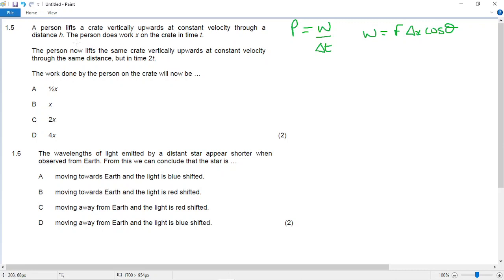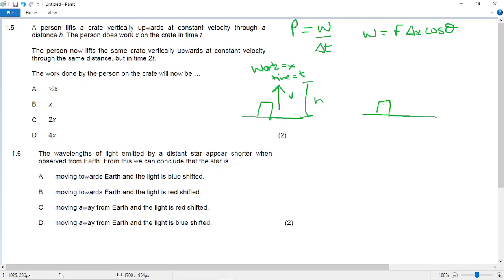Okay, so it says to you, a person lifts a crate vertically upwards. So here is the ground, here is the crate, and the crate is going upwards at a constant velocity through a height h. The person does work x on the crate. So the work is equal to x and the time is equal to t. So if they're giving you time, you're thinking you're dealing with power. But that is not what this question is asking.